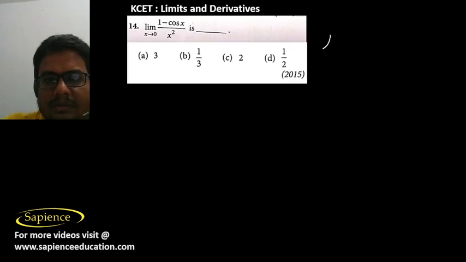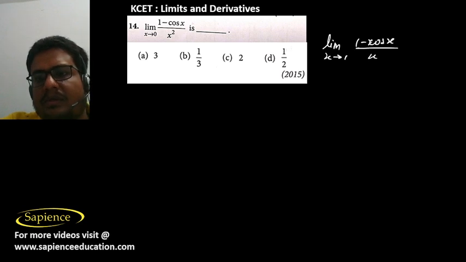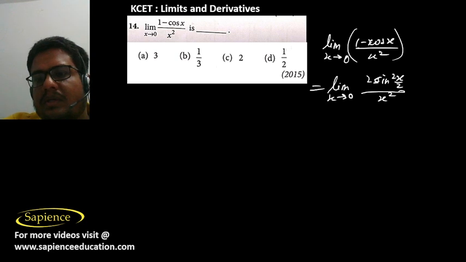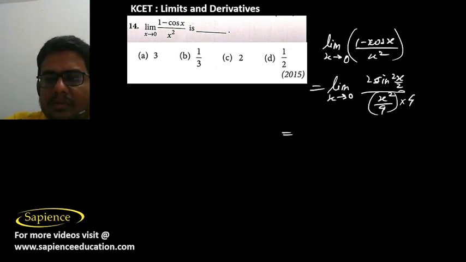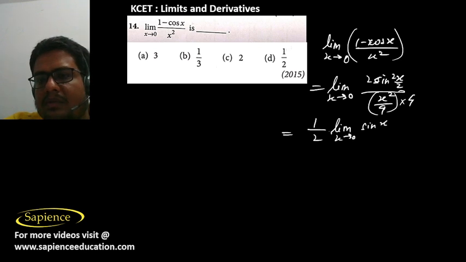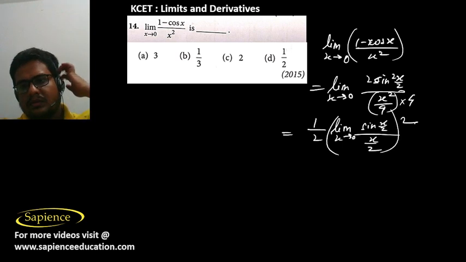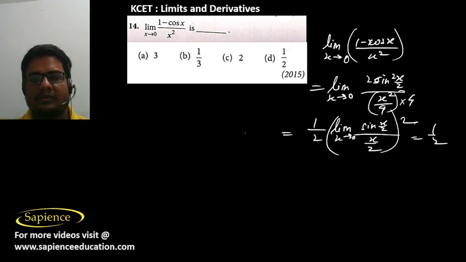Then limit x tends to 0, 1 minus cos x by x square. So 1 minus cos x can be written as 2 sine square x by 2, and this is x square. X square I can write as x square by 4 into 4. So this will be equal to 2 by 4, I can take outside as half, and limit x tends to 0 sine x by 2 by x by 2, the whole square. So this will be 1, so this is half. So option D is the correct answer.